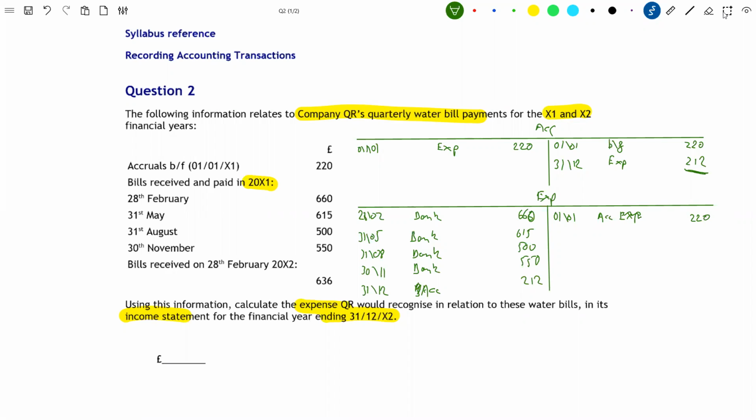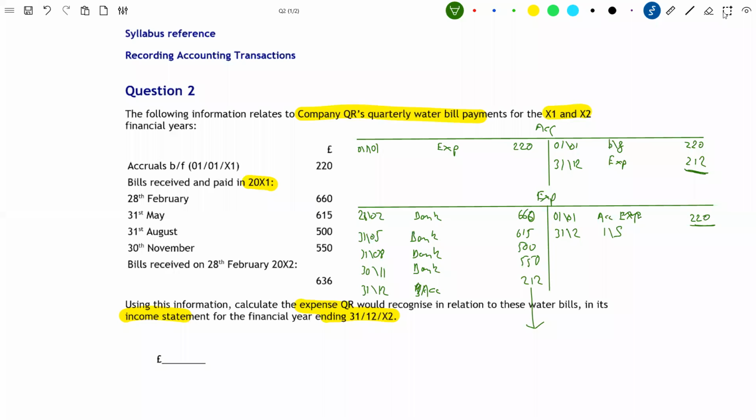Are we done with this question? Well, not quite, of course. What we need to do here, we need to find the expense that we would recognize in our income statement. Okay, so how do we go about doing this? Well, essentially, as we saw earlier, our income statement balance will be the balancing figure in our expense account. So we need to total up all of the expense that we've recognized in 20X1, and we need to adjust this for the £220 accrual.